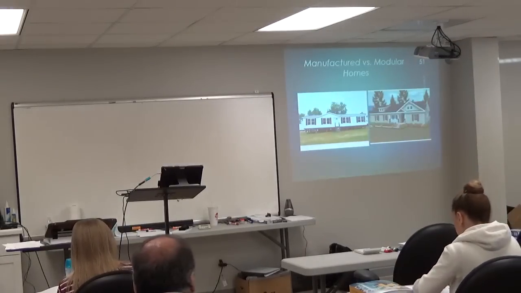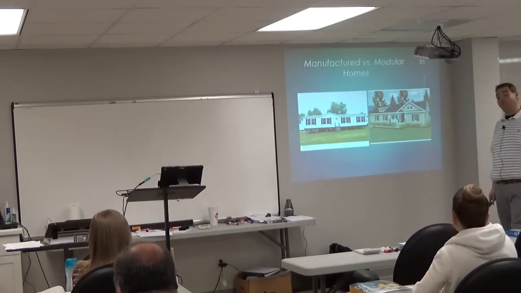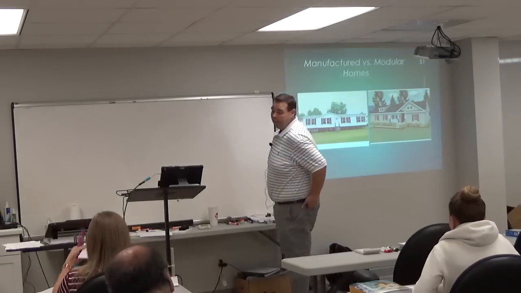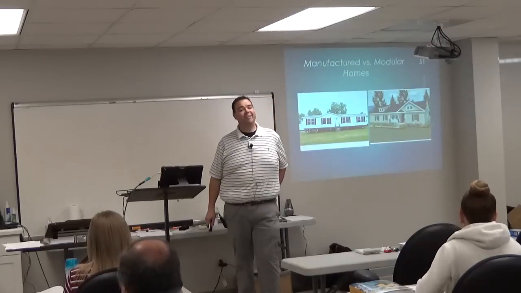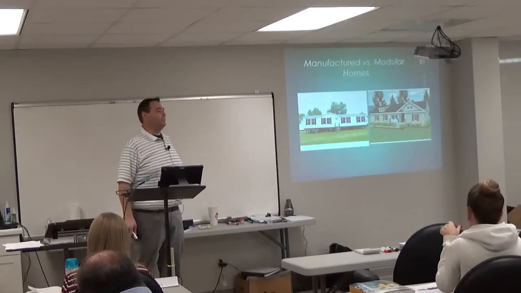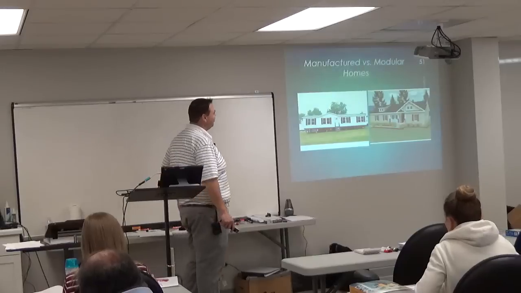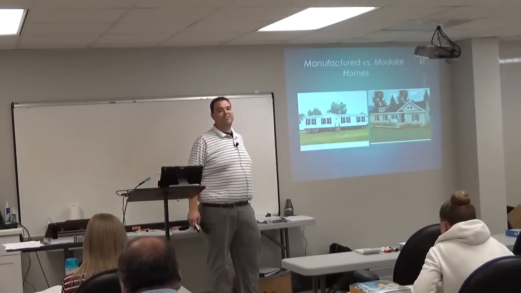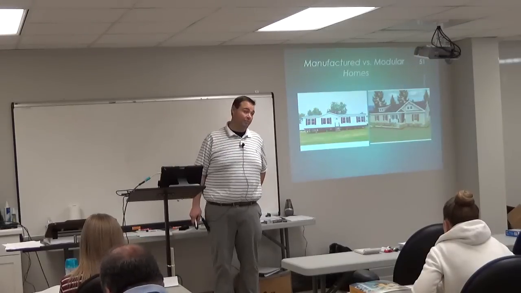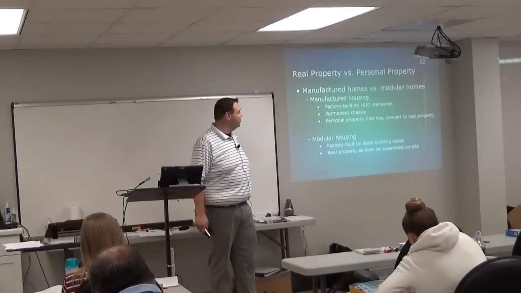So let's take that to the most extreme example. Let's talk about these things. I'm very familiar with these things where I came from in Eastern North Carolina. Manufactured houses. We call them trailers. Single wides, double wides. Triple wides if you fancy, right? A manufactured home, such as the one on the left, folks, is personal property. We'll say that one more time. A manufactured home is personal property.